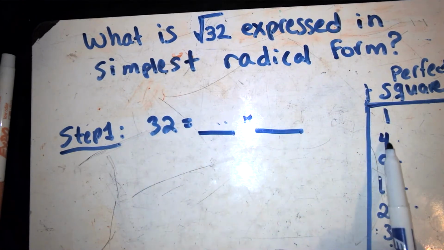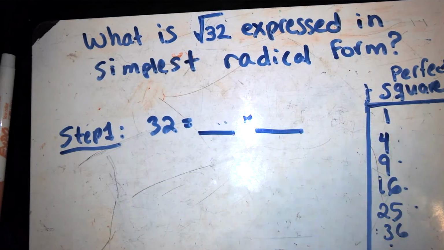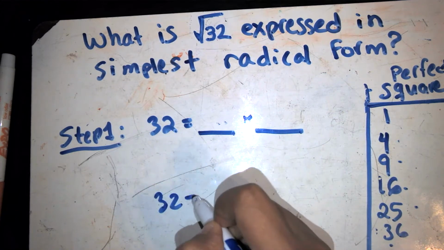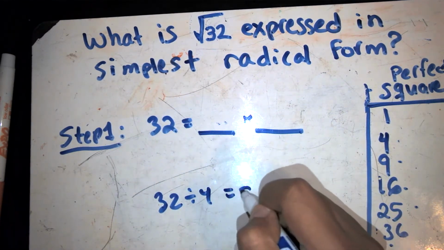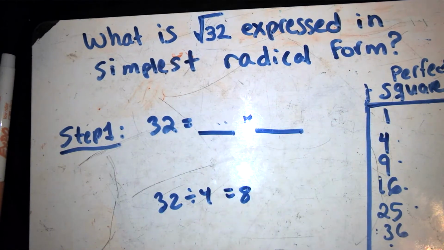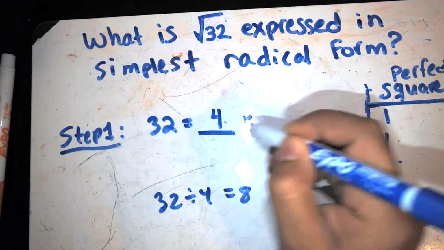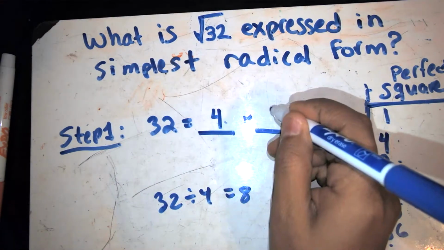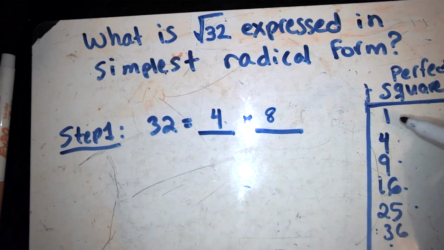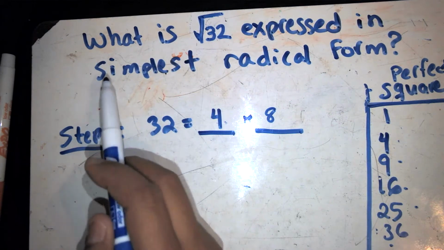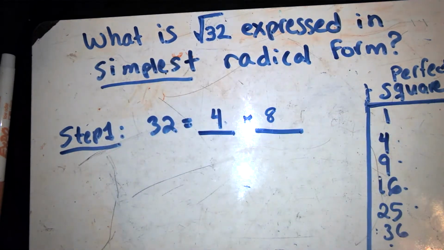So 32 divided by 4, if I take 32 and divide it by 4 using my calculator, I get 8. 4 is a perfect square, and then there's 8. Well, the goal is to find the biggest perfect square that goes into the number, to find the simplest, in other words, the smallest. So let's go down the line.